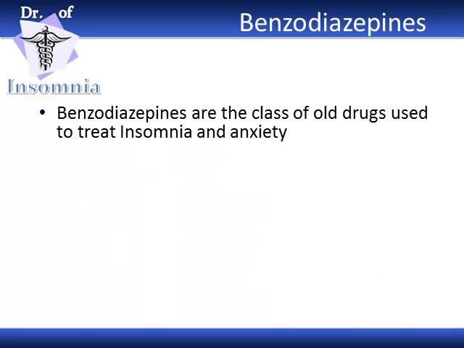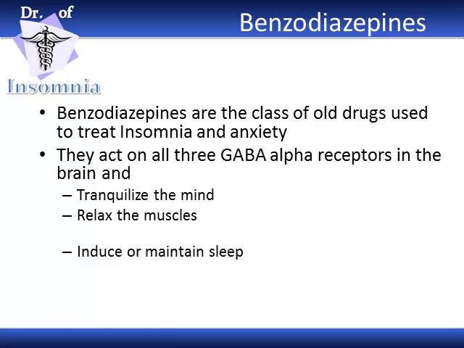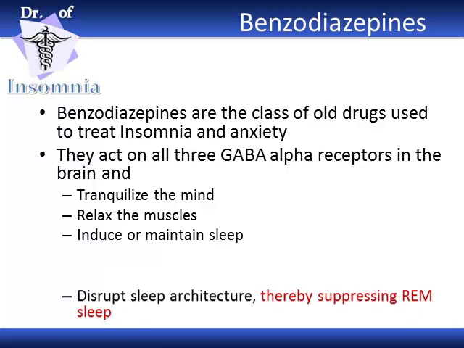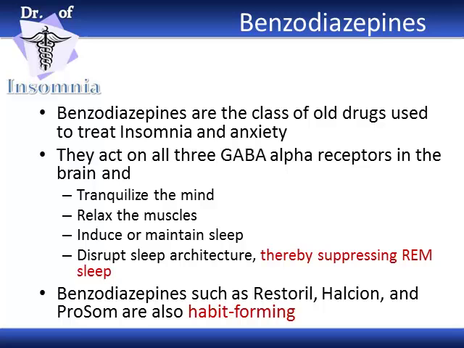So first, let's talk about benzodiazepines. Benzodiazepines are the class of old drugs used to treat insomnia and anxiety. They act on all three GABA alpha receptors in the brain and tranquilize the mind, relax the muscles, induce or maintain sleep. But they disrupt sleep architecture, thereby suppressing REM sleep. Benzodiazepines such as Restoril, Halcion, and Prosom are also habit-forming.